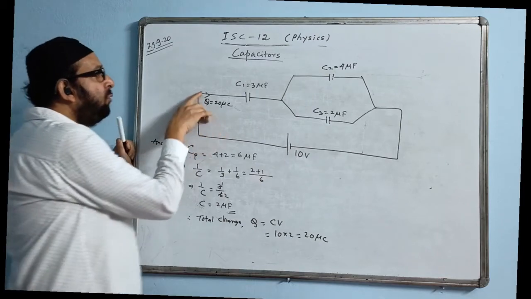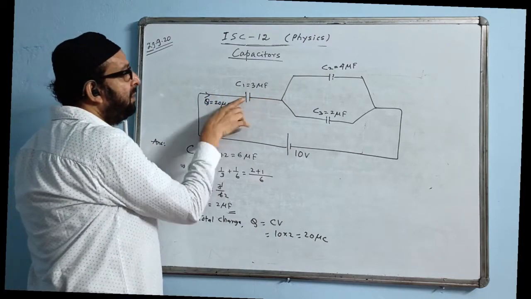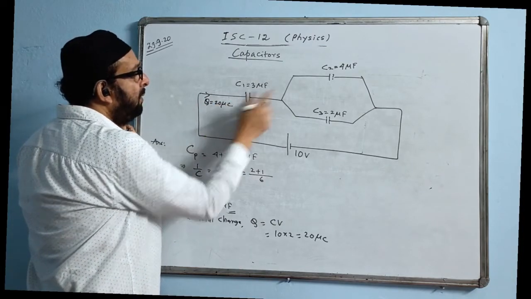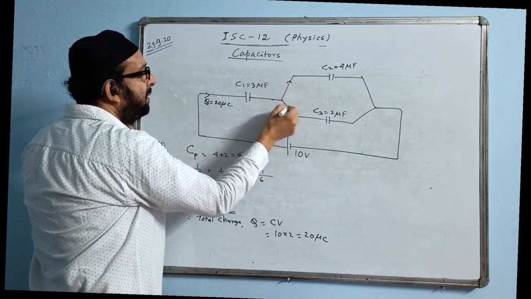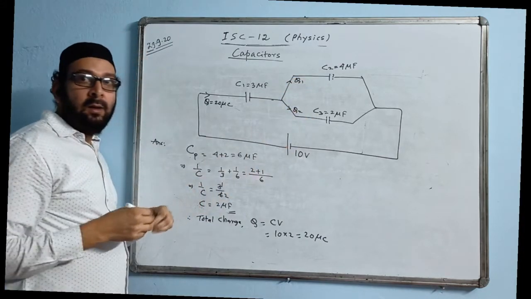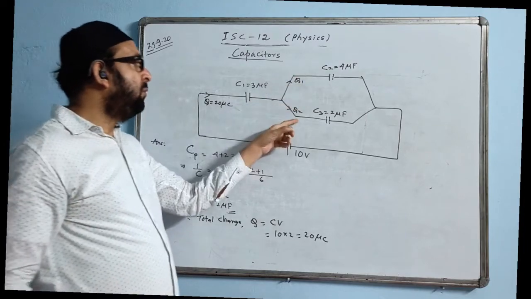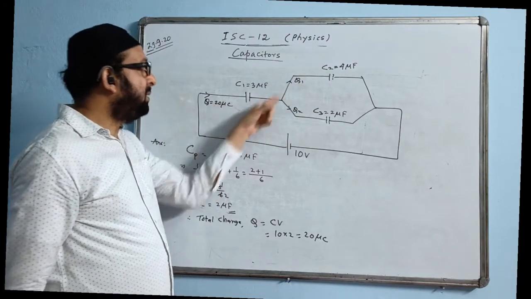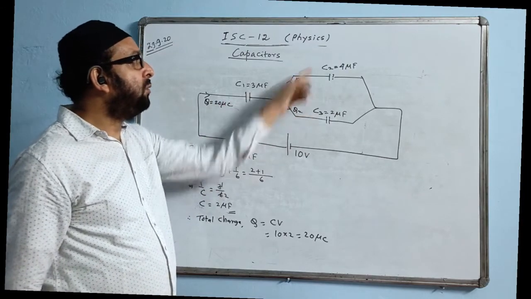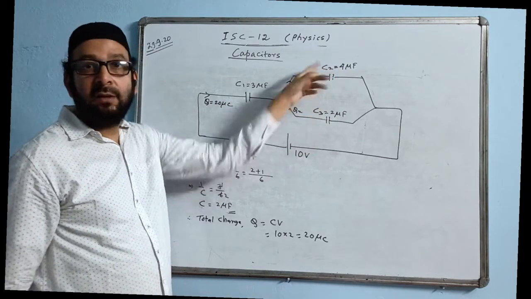And this 20 microcoulomb will entirely flow through this without getting distributed. Then what is the charge through this? Same answer, 20 microcoulomb. But here it is dividing into two parts, here and here. This one you can take as Q1, this one you can take as Q2. So how to find the value of Q1 and Q2? Total charge is 20, is getting divided. But 20 definitely will not be divided equally in both because the values of capacitance are different.